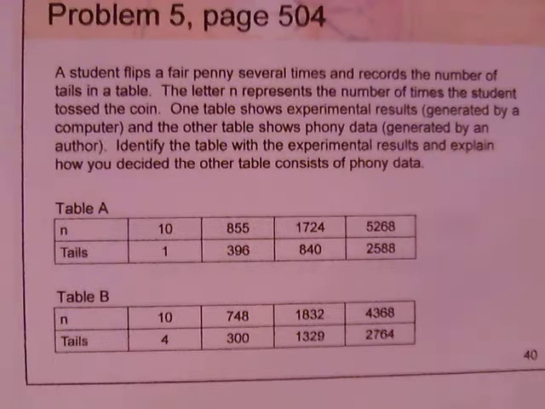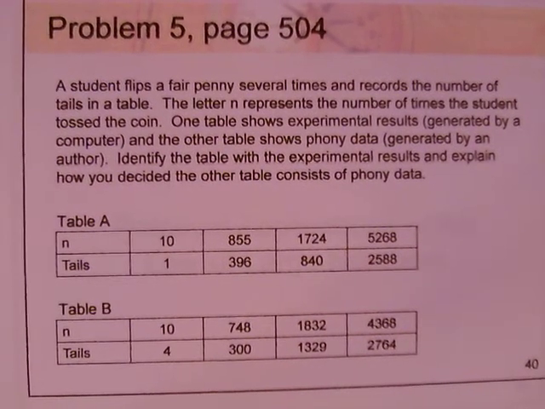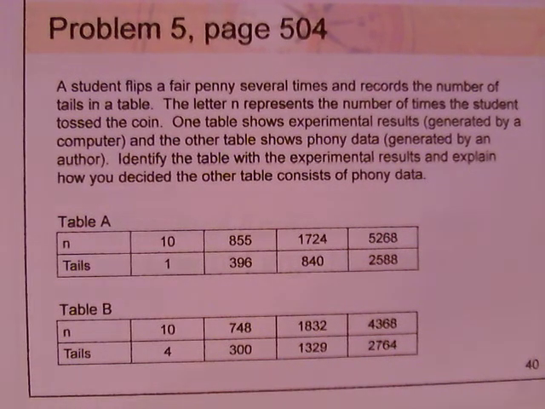A student flips a fair penny several times and records the number of tails in the table. The letter N represents the number of times the student tossed a coin. One table shows experimental results generated by a computer, and the other shows phony data generated by the author. And then the question would be, identify the table with the experimental results and explain how you decided the other table consists of phony data. Okay.